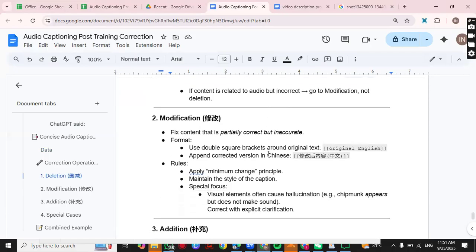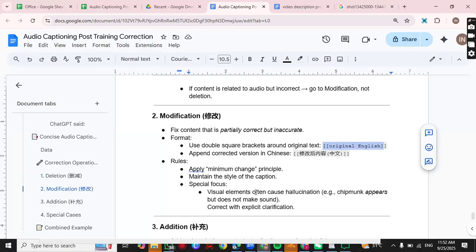Another is that the content is there but it is inaccurate. For example, if they are saying that the baby is laughing, right? But the baby is not laughing. He's crying. So what we do is we will use the square brackets on the place where it is saying laughing, and afterwards we will write crying in the Chinese language in the double brackets again. I'll explain that to you in a while.